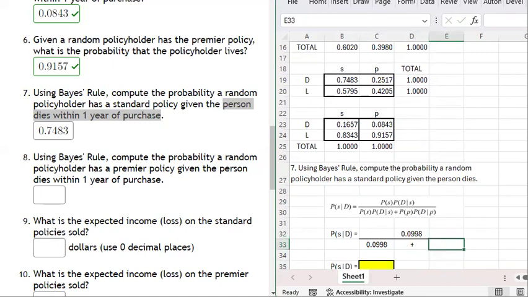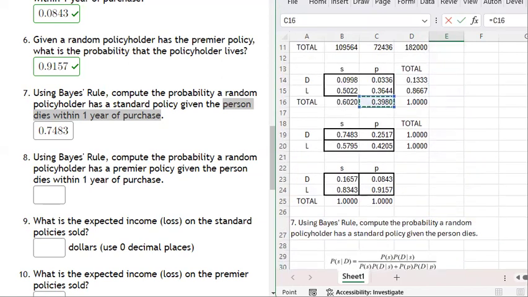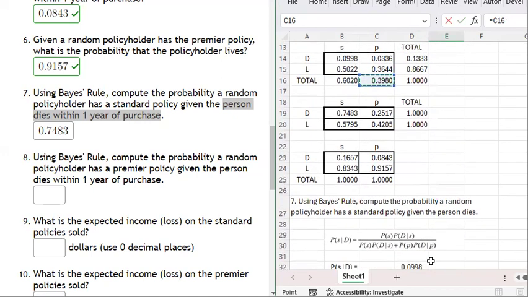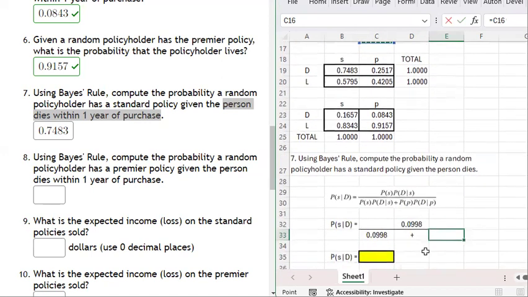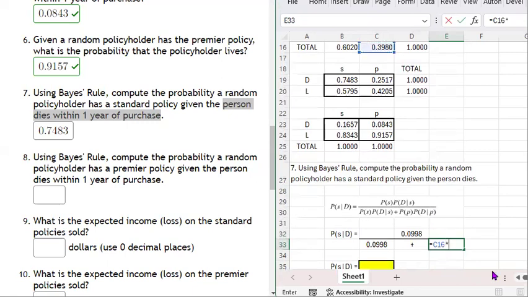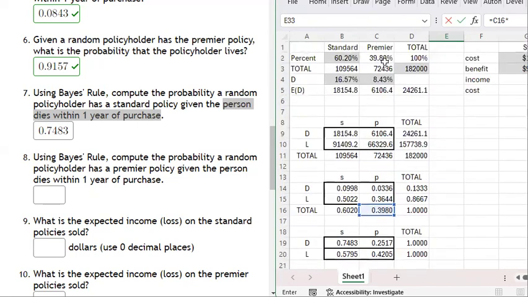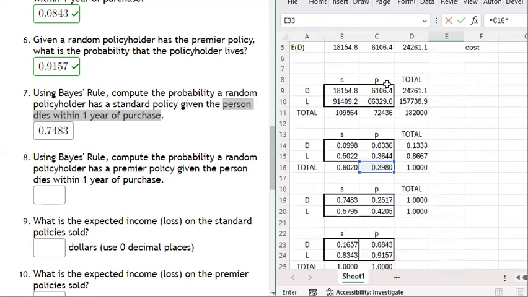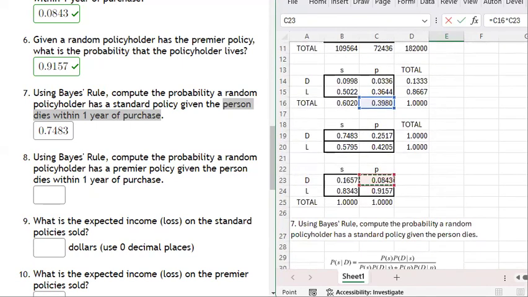Now over here, we got the probability of a premium policy. And that was a given number, right? 0.39. Well, that wasn't really given. We had to calculate it from subtracting this number from 1. So we had to compute this number, and we want to multiply that by the probability of D given P. And that was this 0.843, which is right here.